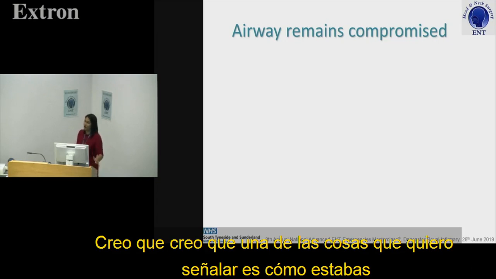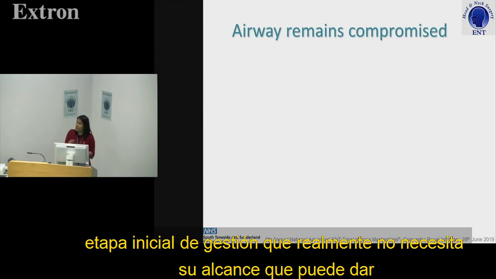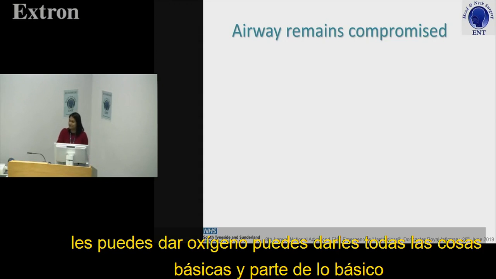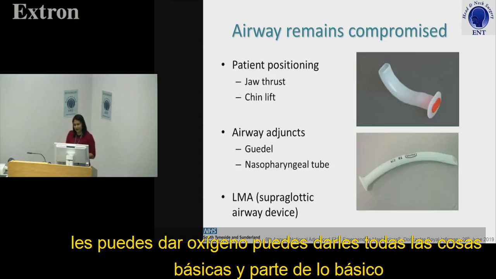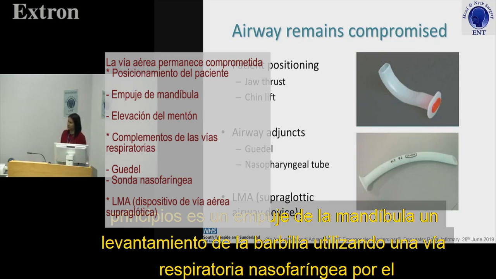So I think one of the things that I want to point out is, as ENT, we're all born with an extra appendage, which is the flexible laryngoscope. But for the initial stage of management, you don't actually need your scope. You can give them oxygen. You can give them all the basic things. And part of the basic things, if you've got somebody who's struggling, is to think about the basic principles, a jaw thrust, a chin lift, using a nasopharyngeal airway.